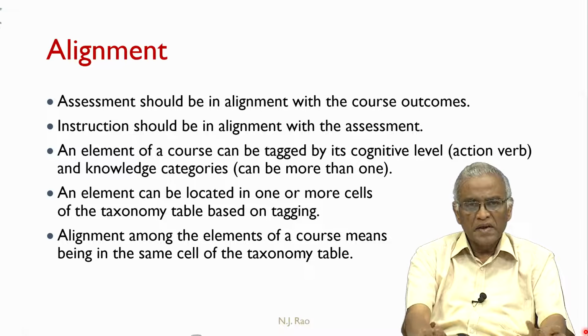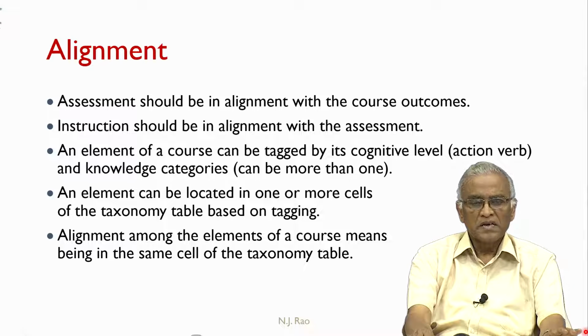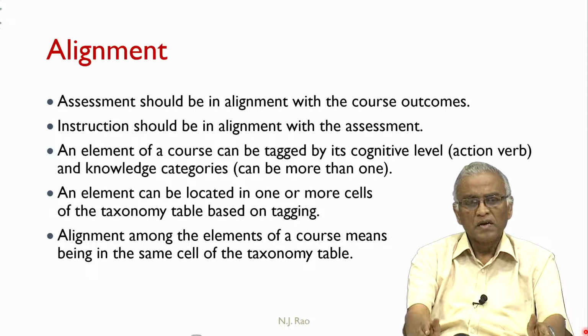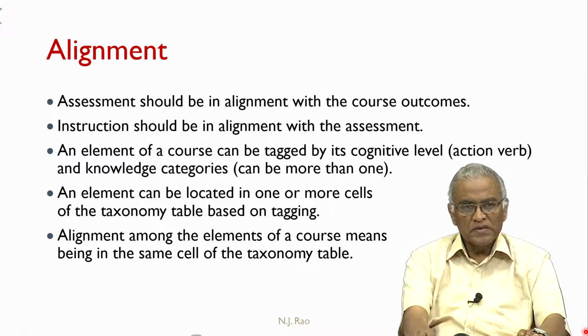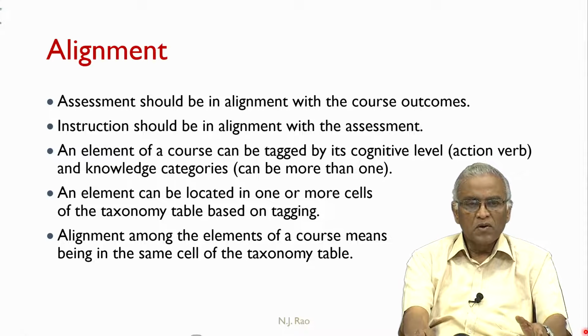Any of these elements, that is the assessment, instruction and course outcome, an element of a course, can be tagged by its cognitive level, that is the action verb, and knowledge category. The knowledge category can be more than one as well. That means, the number of knowledge elements can be more than one in a given outcome statement. So, once again, an element can be CO or AI or IA. It can be located in one or more cells of the taxonomy table based on how we have tagged it.